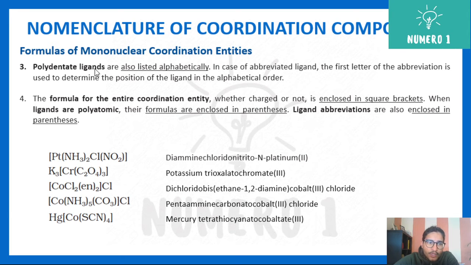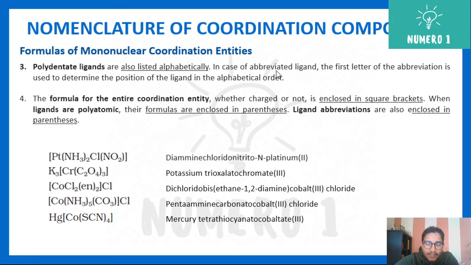Next, polydentate ligands are also listed alphabetically. For example, here you can see oxalato, C2O4 thrice, which is basically a didentate ligand. In the same way, en, that is ethane 1,2-diamine, is also a didentate ligand. So polydentate ligands are also listed alphabetically.